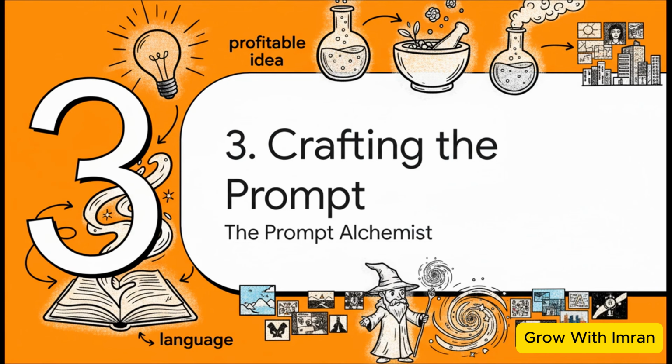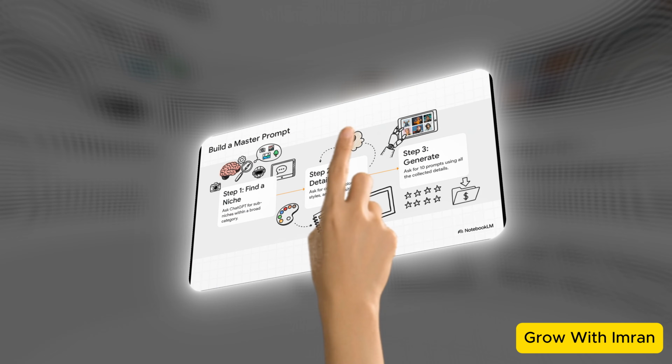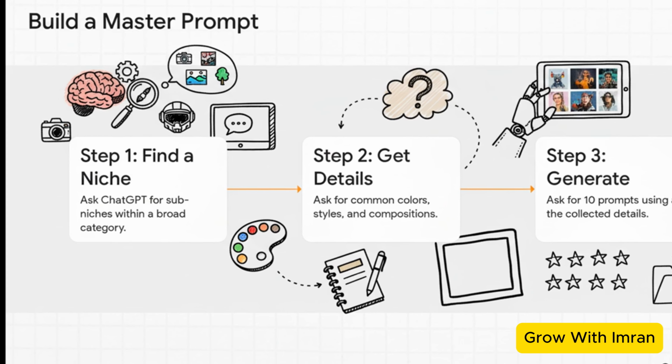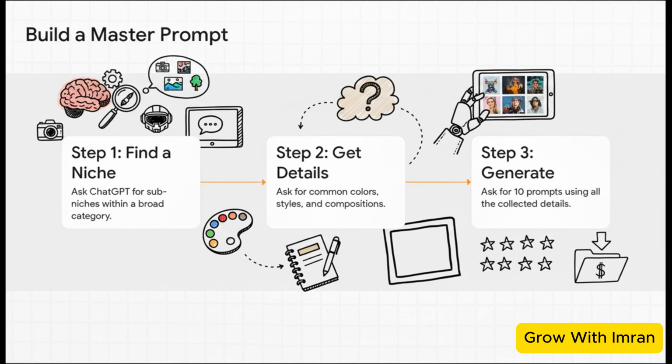Awesome. So you've got your killer idea, but how do you actually tell the AI what's in your head? How do you get it to create that perfect image? Well, my friend, this is where you put on your wizard hat and become a prompt alchemist. And look, you don't have to guess or struggle with your prompts. Just use ChatGPT as your creative partner. It's a game changer. Here's what you do.